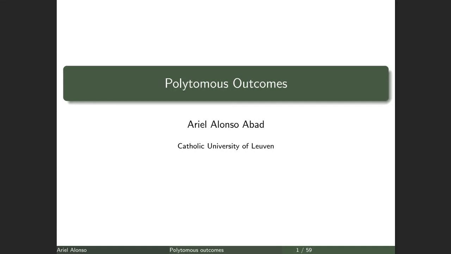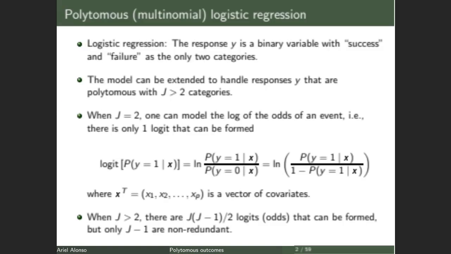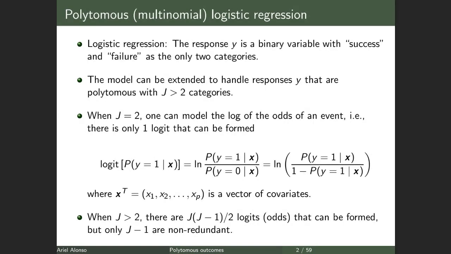We are going to start with the last lecture of the GLM course. And today we are going to generalize the logistic regression model. That's basically what we are going to do. And we are going to see different models today that are going to help us to do this generalization.